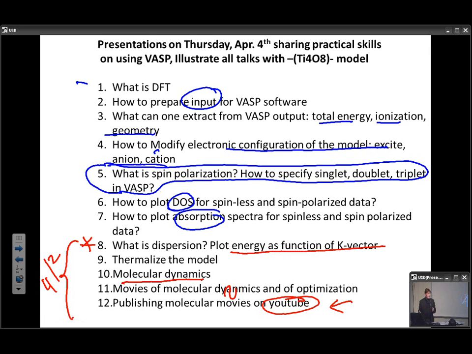Oh, and I have forgotten one. We need to plot orbitals, right? So it should be also in the list. Lucky number 13. Plot Kohn-Sham orbitals using paths.